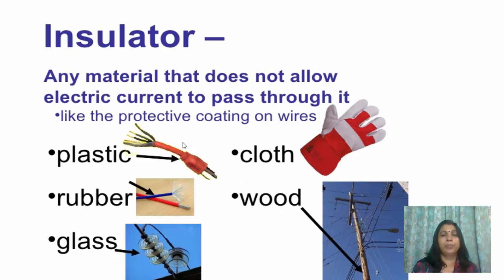Now, insulator. Any material that does not allow electric current to pass through it is called an insulator. Like the protective coating on wires, you have seen electric wires, they are all covered with plastic, rubber. Glass is also an insulator, cloth is also an insulator, dry cloth, and wood is also an insulator.